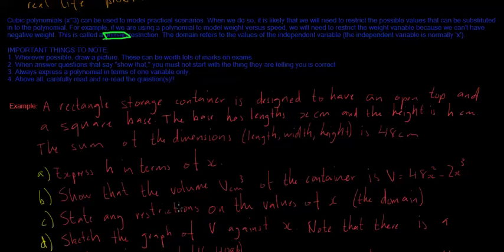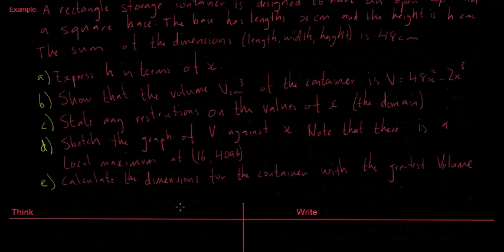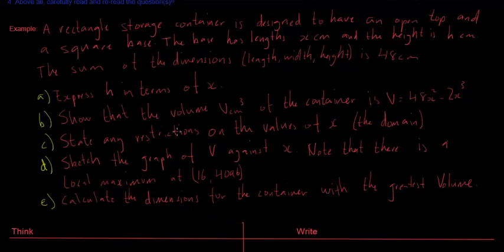Alrighty, so an example. A rectangle storage container is designed to have an open top and a square base. The base has lengths x centimeters and the height is h centimeters. The sum of the dimensions, length, width, height, is 48 centimeters. There are a couple of things we have to do in this question. Firstly, express h in terms of x.